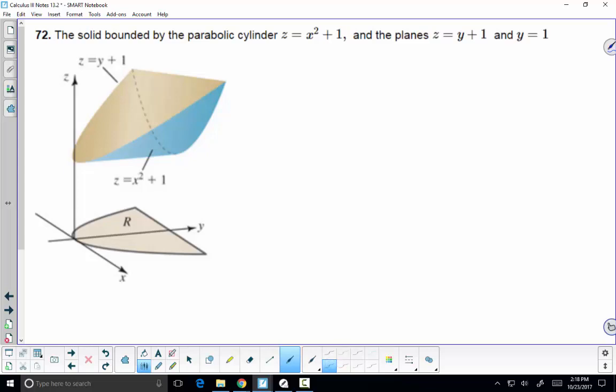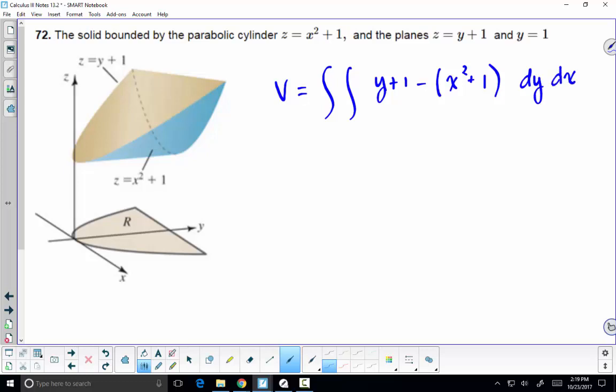So the volume will be the double integral of the upper surface minus the lower surface. So the upper surface is y plus 1 minus the lower surface. And then we have to decide whether we should do dy dx or dx dy. I'm going to choose dy dx. So I chose dy dx, which means the element down here in the xy plane is going this way. So the x's are on the outside coming from the constant interval down there.